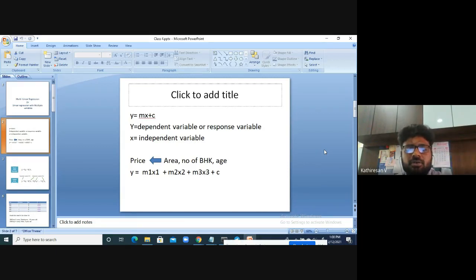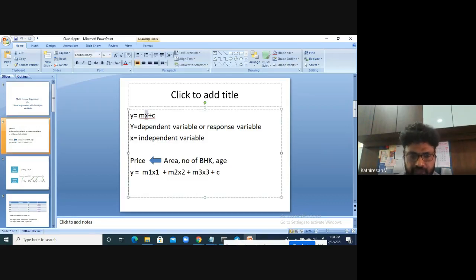Here x is the independent variable. In simple linear regression, we always have only one independent variable, that is x. As we discussed, y is the price and x is the area. So the price depends upon the square feet area. That is the problem we discussed in simple linear regression.